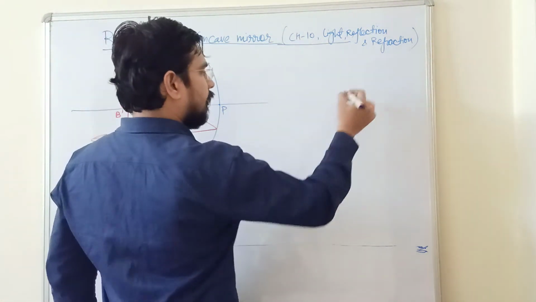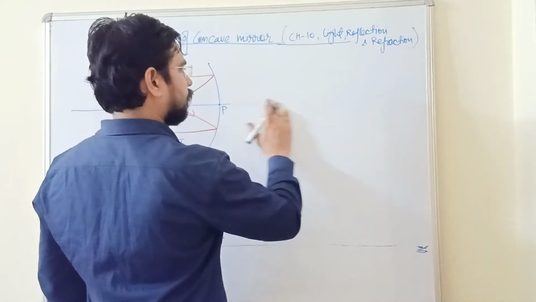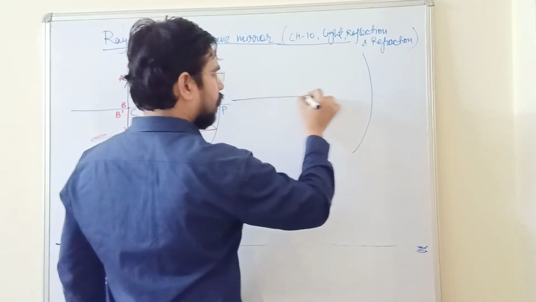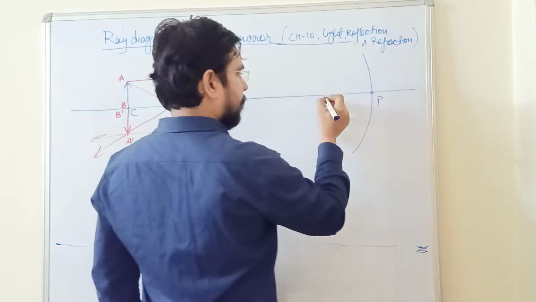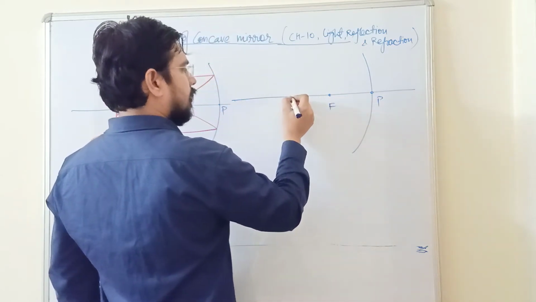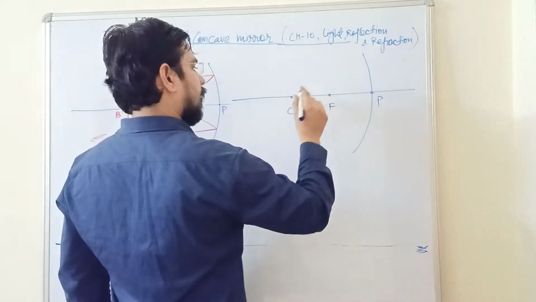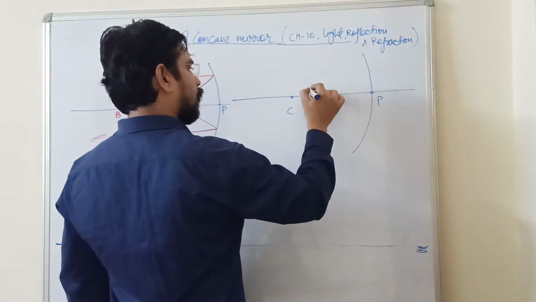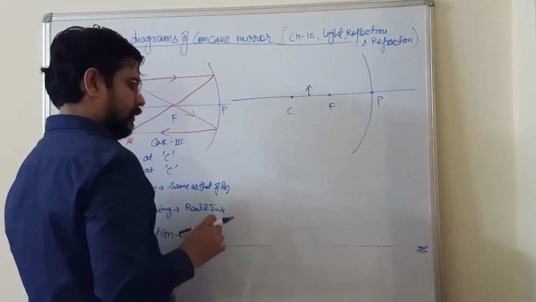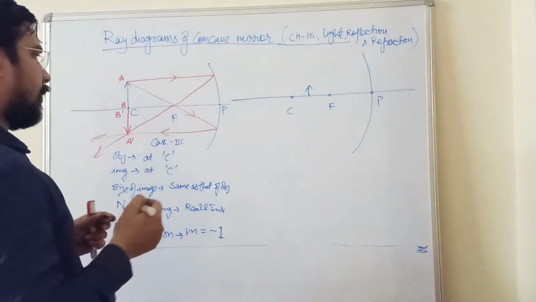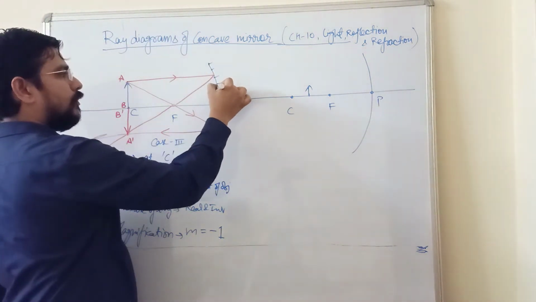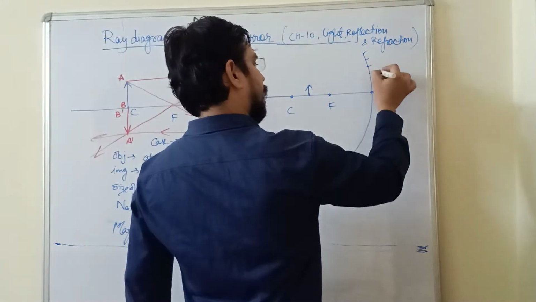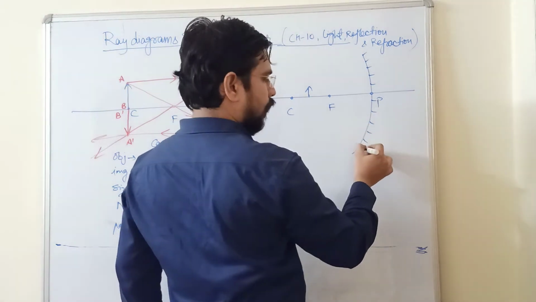Similarly, we are having case 4 for the concave mirror. Case 4: pole, focus and center of curvature, and we are having the object in between the center of curvature and focus. Let me draw the rays of light again, and this side is the back side of the mirror. I always show them with such dotted lines. So this is the rear side of the mirror.